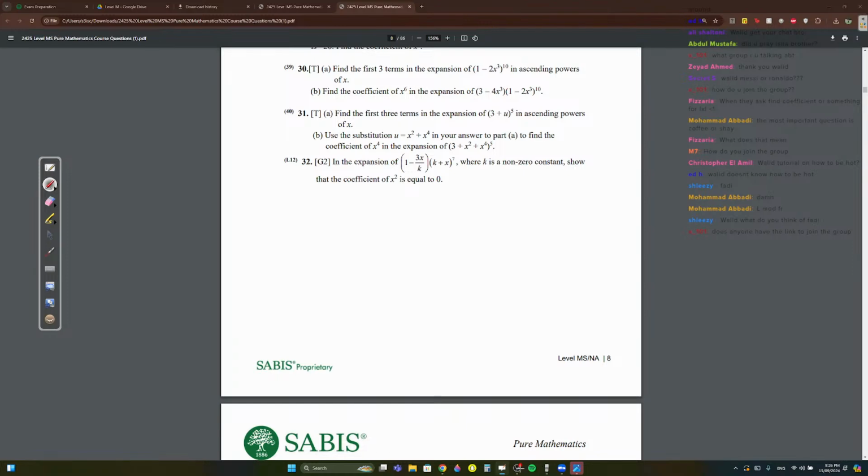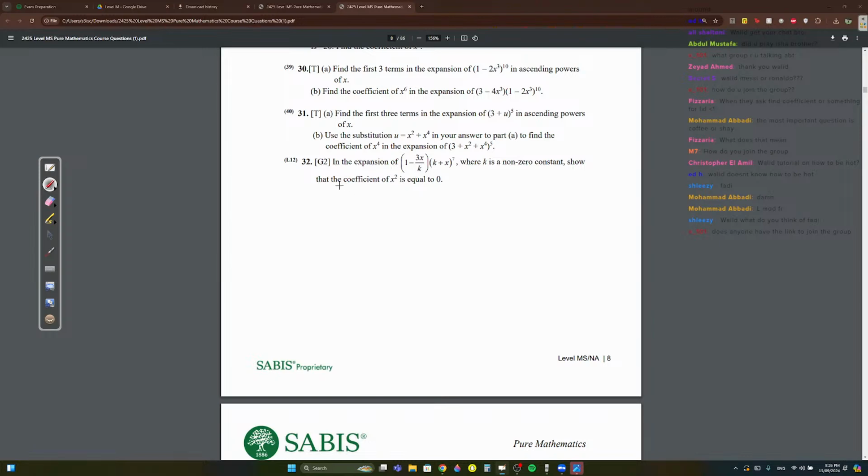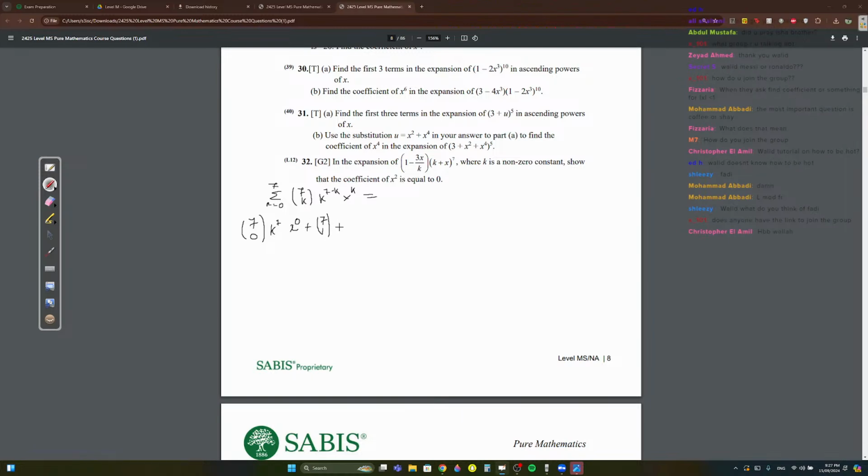Okay, (k plus x) to the power of 7. We know the rule for it is the sum from k equals 0 up until n, in this case 7, of 7Ck times k to the power of 7 minus k, times x to the power of k. So we're going to start at 7C0 k to the power of 7, x to the power of 0, plus 7C1 k to the power of 6, x to the power of 1.